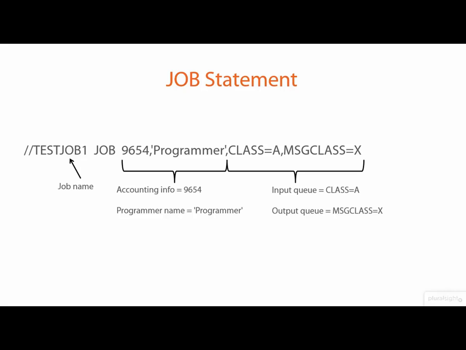And then we have two keyword parameters, CLASS=A for our initiator input class, and MSGCLASS=X, indicating the output class that we want messages and output data to be sent to. So this is a brief example of a sample job statement that we would use to identify a unit of work.